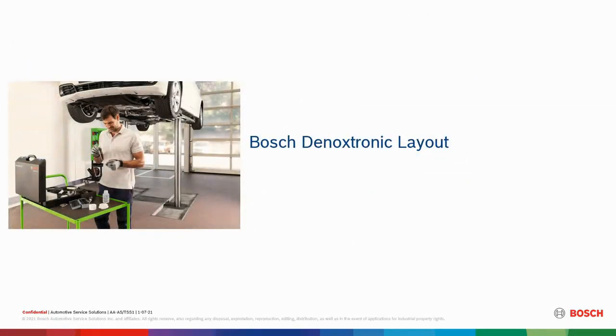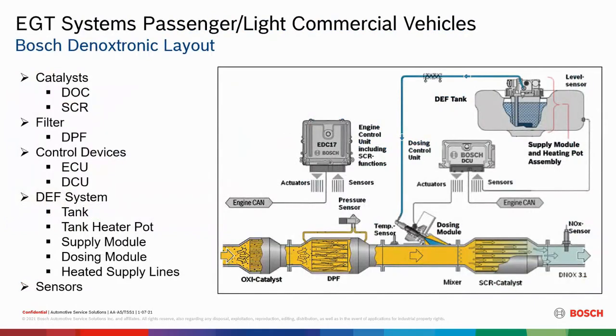So let's just talk about this Bosch Denox layout. So this is it as a whole. We've got a bunch of components in this system, and it gets very confusing with all these components when you first look at it. We've got catalysts: DOCs, or diesel oxidation catalysts, similar to a catalyst in a gasoline engine, and SCR, selective catalytic reduction. Those two are basically catalysts that should last the life of the vehicle as long as they're maintained properly, the engine's maintained, and they're not contaminated with anything.